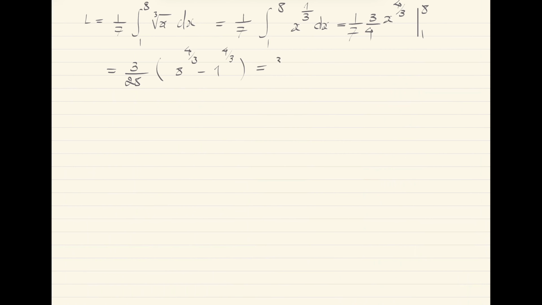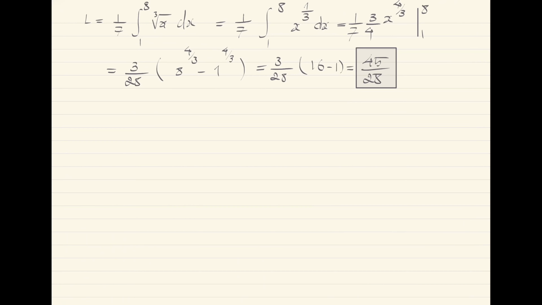So this becomes 3 over 28, and then 8 to power 4 over 3. Instead of 8, I can write 2 to power 3. The 3's are cancelled, so 2 power 4 is 16, minus 1 is 15. Yes, so it becomes 45 over 28, and that is the answer we're supposed to get.